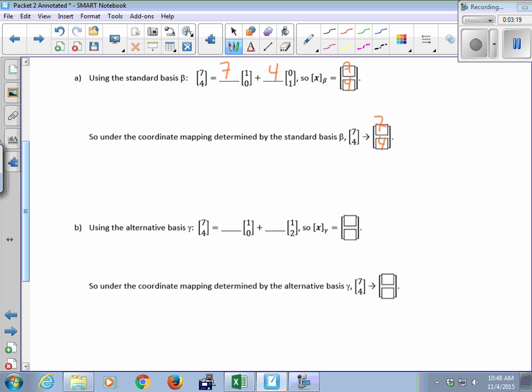All right, but let's look at what happens if I use the alternative basis, which is (1, 0) and (1, 2). What do my weights have to be here so that I can take a linear combination and get (7, 4)? 5 and 2, right? So my coordinates under the basis gamma are going to be (5, 2). So under the coordinate mapping determined by the alternative basis, (7, 4) gets mapped to (5, 2).